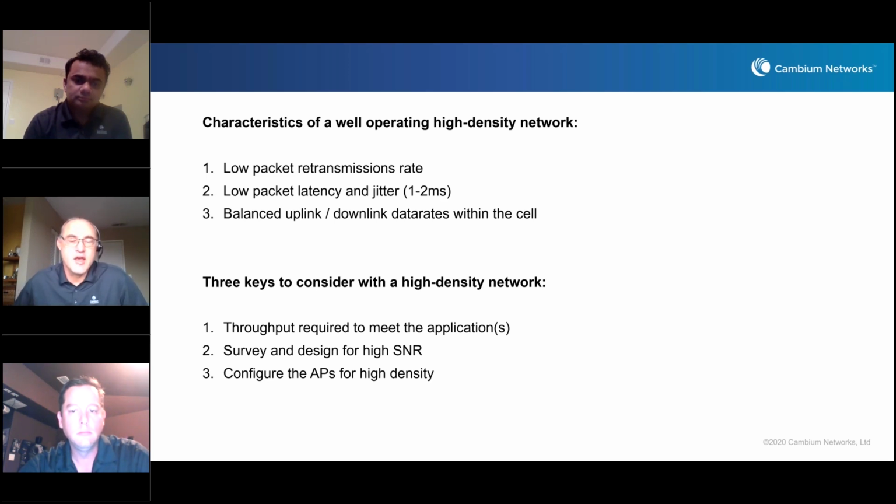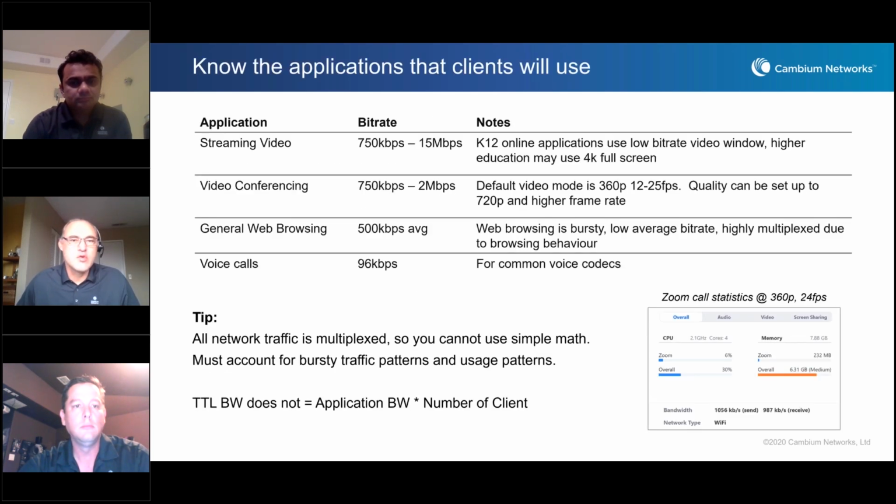Because APs from different wireless vendors are going to have capabilities that you're going to want to leverage. And so we're going to talk about some specific configurations that will help to improve and increase the density and the quality of a high density network. So first of all, make sure we know the applications. Understand the applications, know how those applications behave.